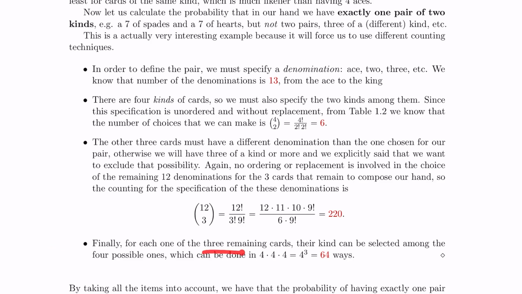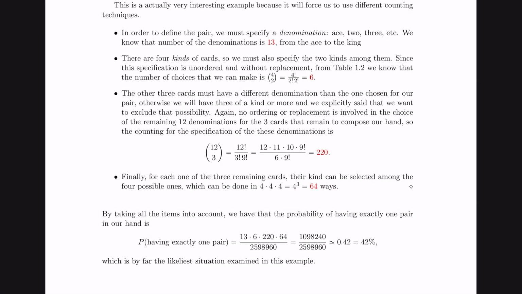Finally, the three remaining cards have a kind, and this can be selected among the four possible ones. And this can be done in 4 cubed, that is 64 ways. To conclude, if we take into account all these items, we have that the probability of having exactly one pair is given by 13 times 6 times 220 times 64, there it is, divided by the number of samples, which gives roughly 42%.